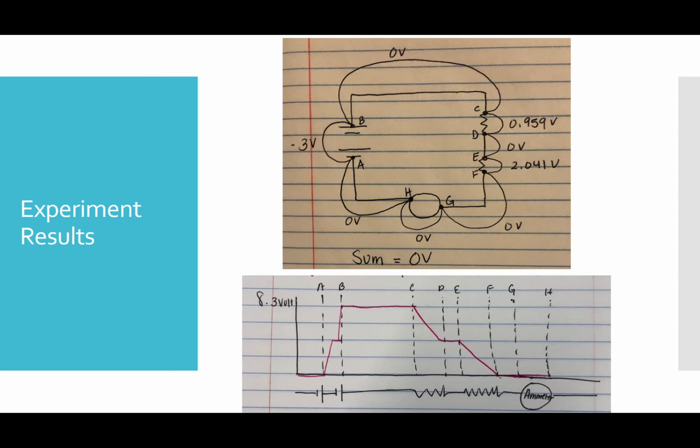The second picture below shows a graph of the potential difference over the position of the circuit. As you can see, from C to D it's decreasing, and from D to E it stays the same because there is a potential difference of 0 volts, and then there's a decrease again from E to F. From F on, because it's all wires and the ammeter, it is at 0 volts.